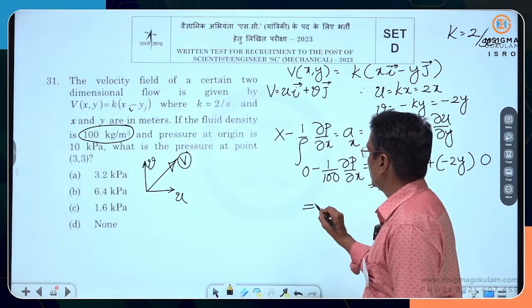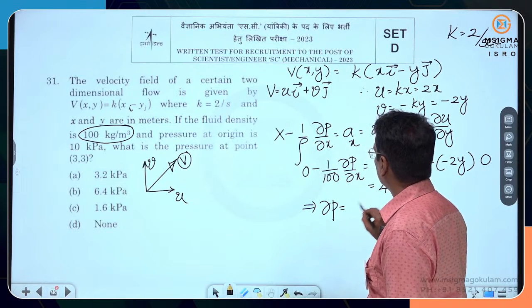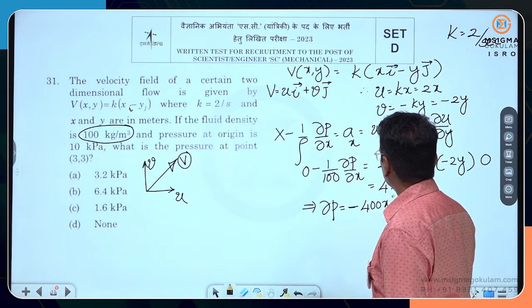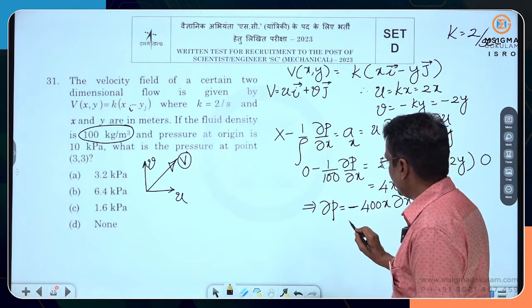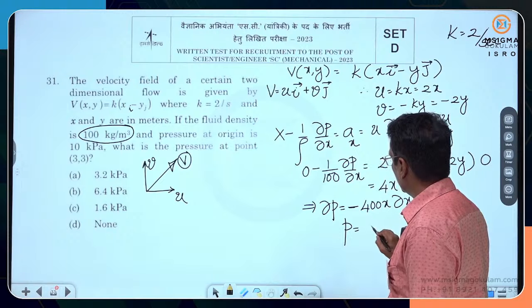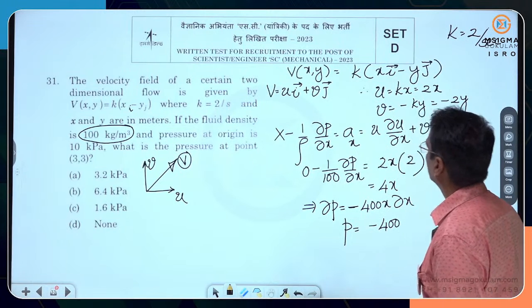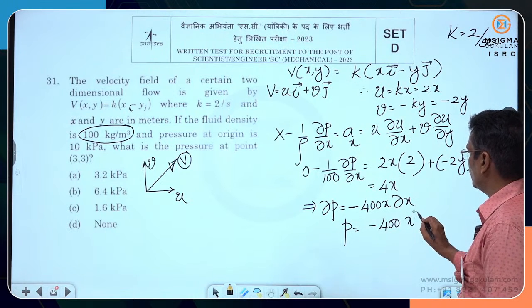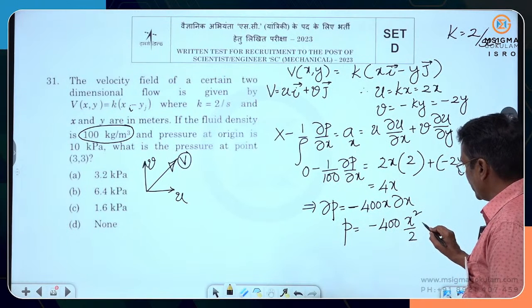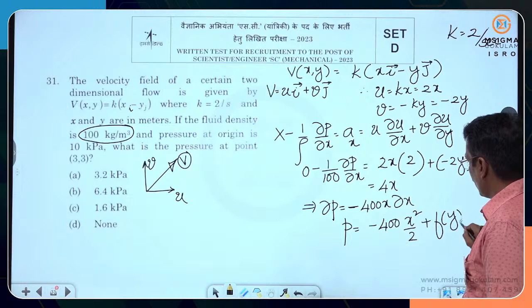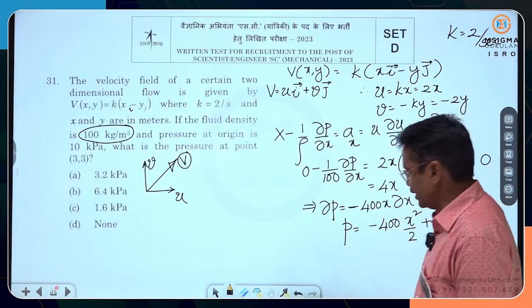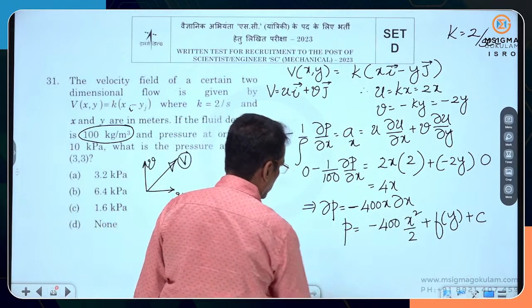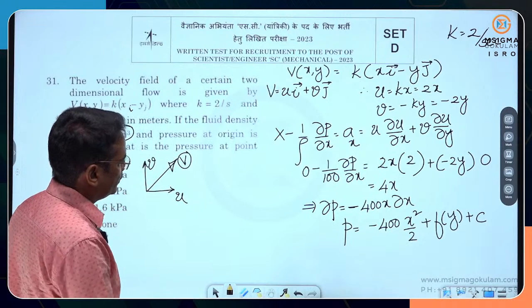So this implies dou p will be minus 400x dou x. Integrating, you will get minus 400 x square by 2, because we are integrating with the partial derivative, plus f of y, some constant of integration. See, f of y, because we are integrating with respect to x, y should be treated as a constant, right? This is one way.